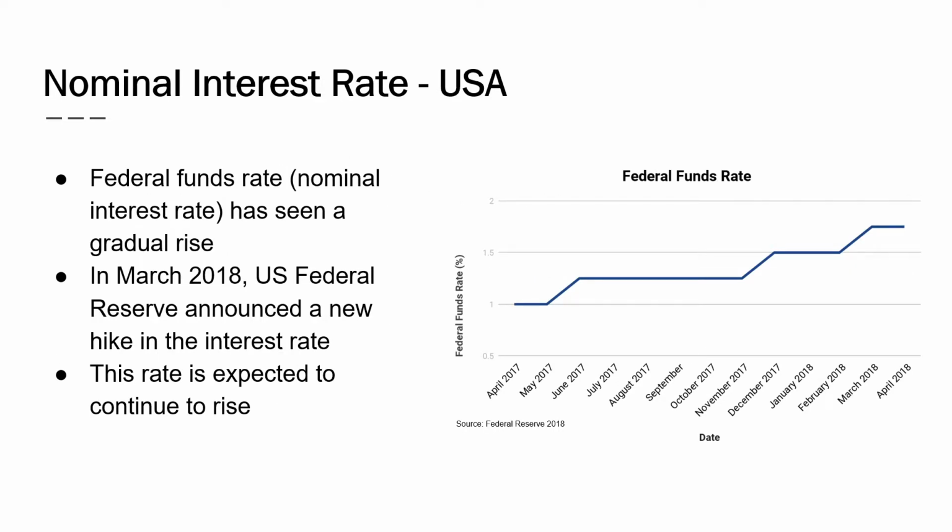The US nominal interest rate, or the federal funds rate, has seen a gradual rise over the past 2 years. In March 2018, the US Federal Reserve announced a new hike in the interest rate to 1.75%. This rate is expected to continue to rise.